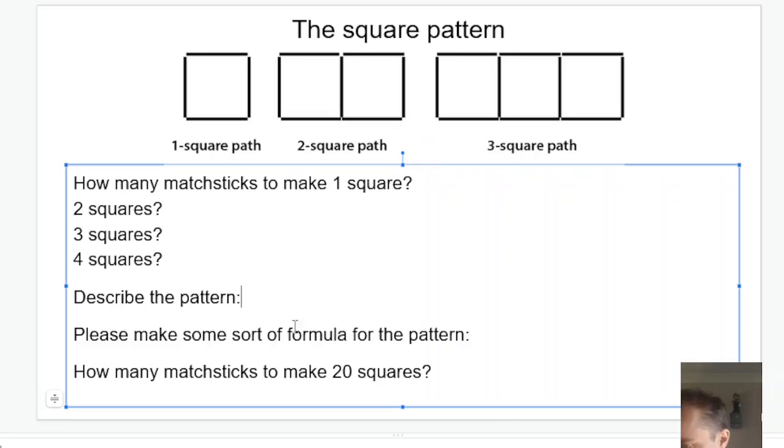Can you describe the pattern? What do you reckon is happening in the pattern? Are you able to make some sort of formula? Every time that this happens. And how many matchsticks would you need to make 20 squares? And I want you to try to say how you know what you did.